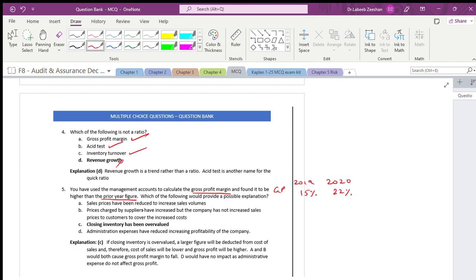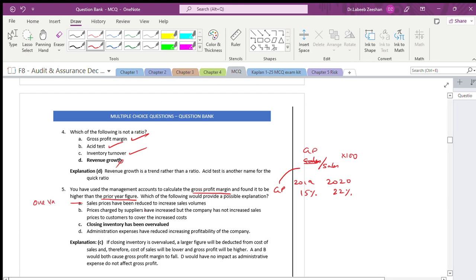Sales prices have been reduced to increase the sales volume. We are talking about only one variable. Is it right? What is the gross profit? Gross profit margin is gross profit divided by sales times 100. If sales has been reduced, it's only one variable, not two. It will not have an effect. Gross profit is nothing but sales minus cost of sales, sales minus cost of goods sold. You will get gross profit.